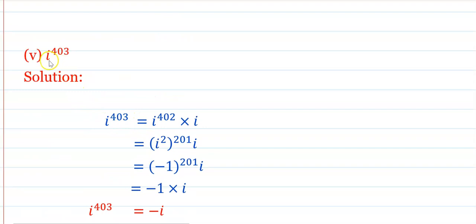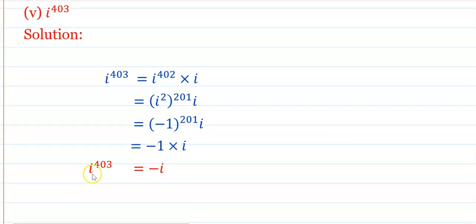Next example. i raised to 403. Again, i raised to 403 can be written by taking the even number and subtracting 1, so i raised to 1 here. i raised to 402 can be written as (i square) raised to 201. Every time we divide it by 2, and this is made an even number. Therefore, (i square) raised to 201 into i. Again, i square is minus 1. Minus 1 raised to 201 into i. Minus 1 raised to an odd number, you are getting minus 1 into i. And overall, i raised to 403 is equal to minus i.